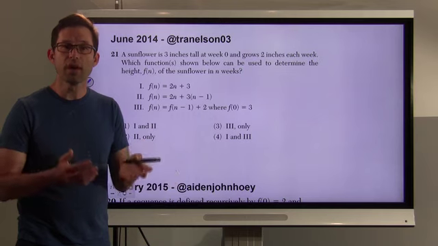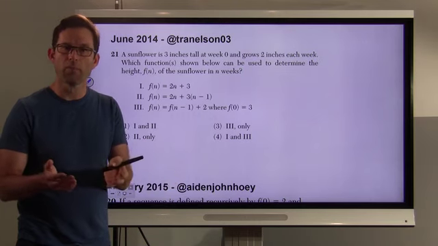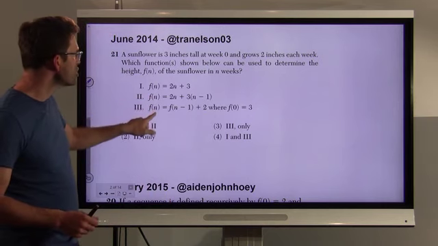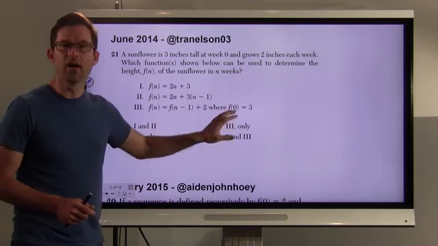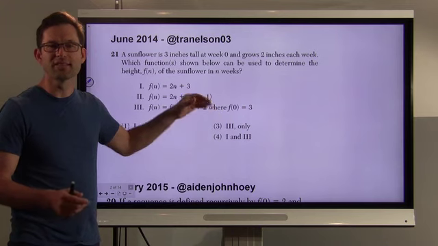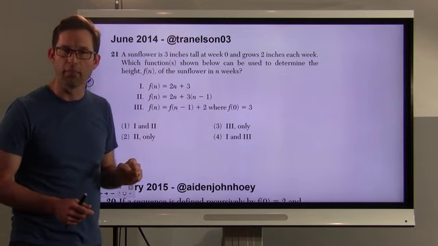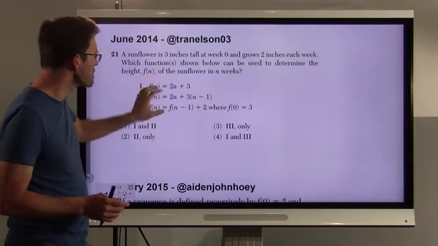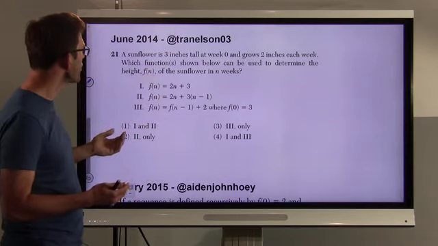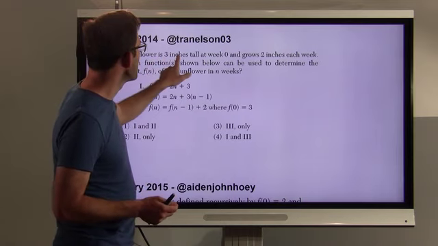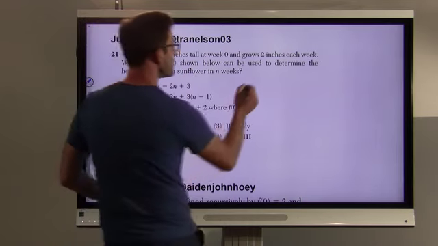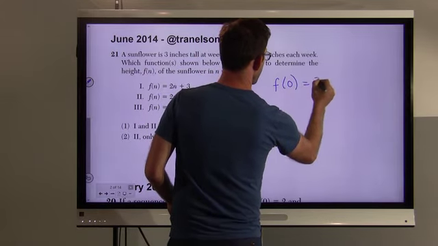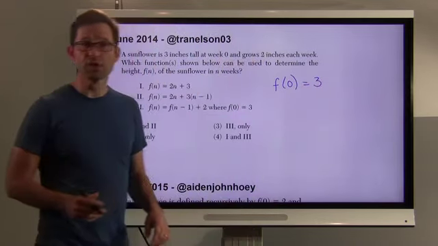Now again, this is a very, very similar problem to what we had before, except now we've got function notation instead of the subscript notation that we had before, okay? But it still is very, very similar. Now before we start analyzing all these formulas, just think for a minute. It says a sunflower is 3 inches tall at week zero. So in other words, if n is the number of weeks, then we know that f of 0 is 3.